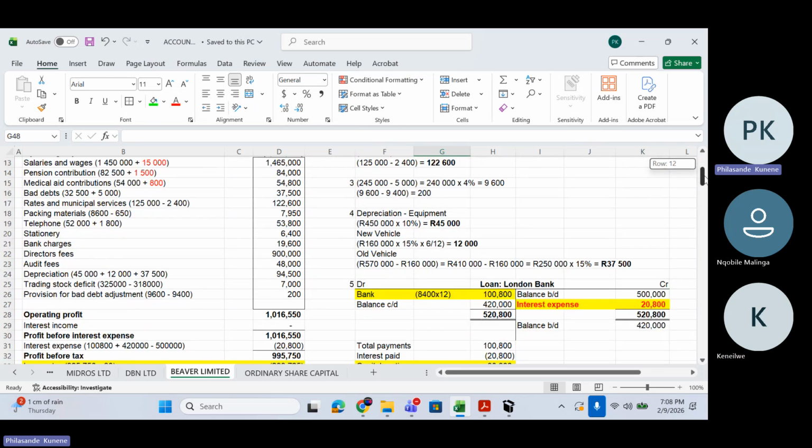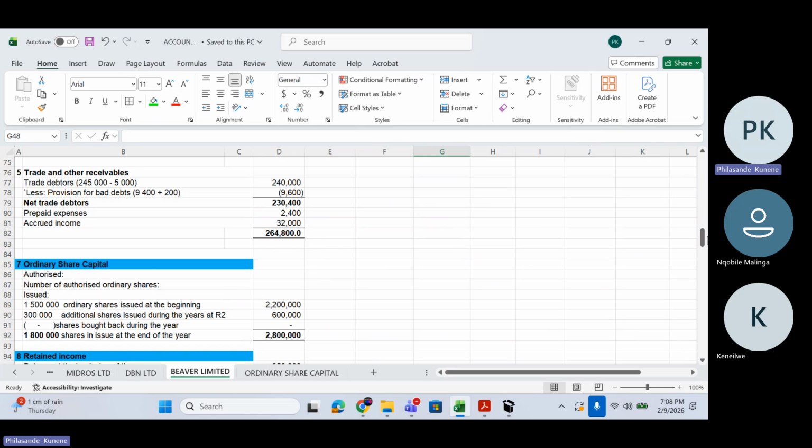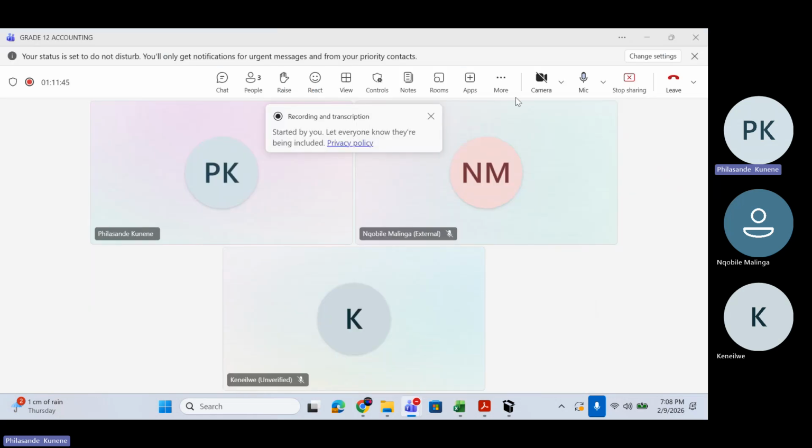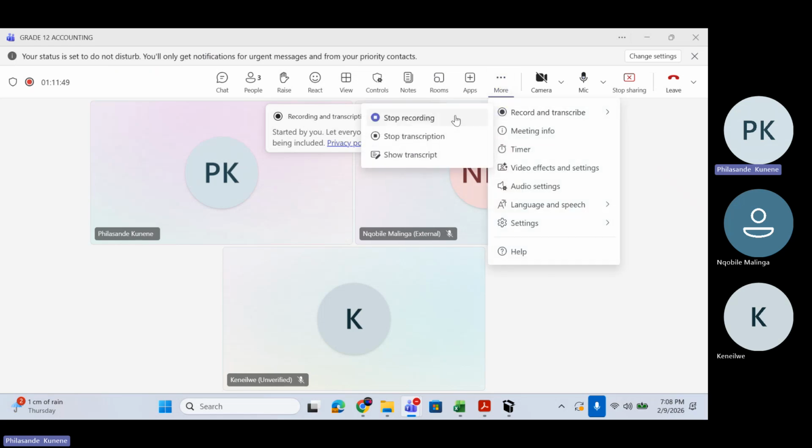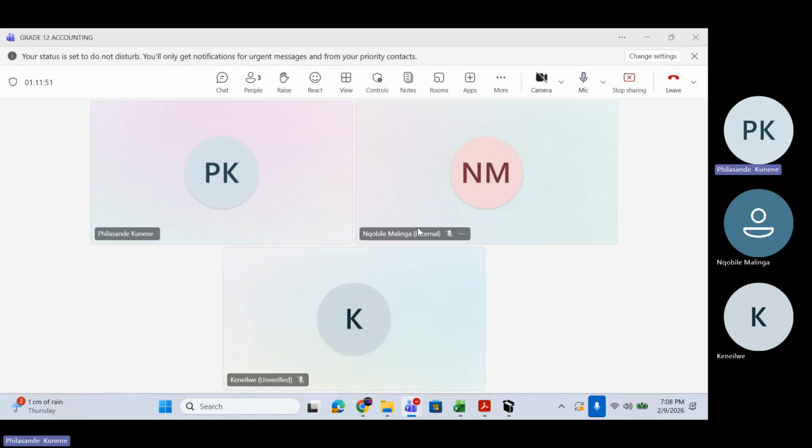Please, guys, make sure that you follow the process of doing this. Now we've dealt with the income statement and the balance sheet at the same time, both of them. The only thing now that I'm going to do with you is to deal with the question paper going forward. We're going to practice the question paper, whether it's both income statement and balance sheet.